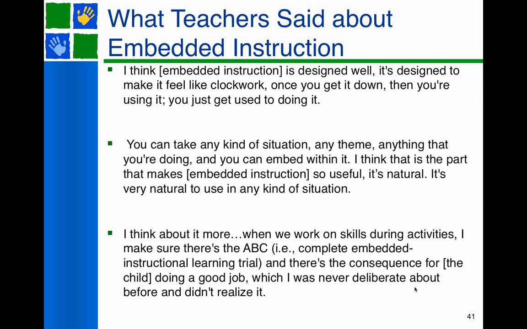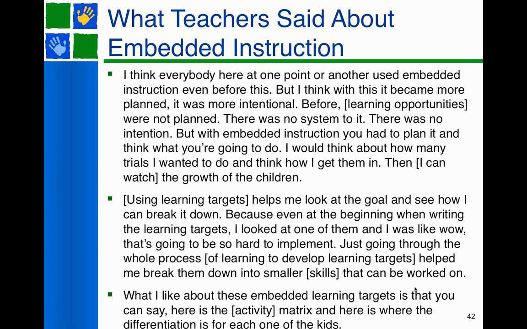These are quite lengthy, but again, one of the things that the first bullet point spoke to me particularly about was many people say at one point or another they've used embedded instruction, but with the approach we've been talking about and researching, we feel like it's become more planned, it was more intentional. This teacher says before the learning opportunities were not planned, there was no system to it, there was no intention, but with embedded instruction, you had to plan it and think what you were going to do. I would think about how many trials I wanted to do and think how I get them in, then I can watch the growth of the children.